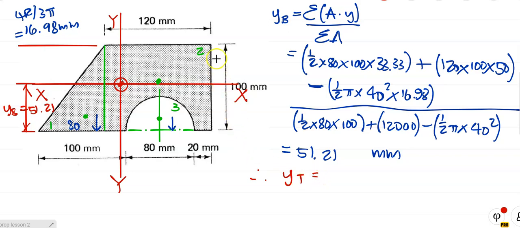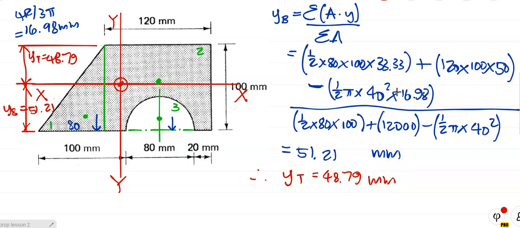Y top is equal to the full depth of the section minus the one we just found. So I'm going to say minus 100 is equal to 48.79. Okay, so y top is equal to 48.79 millimeters. There we go.